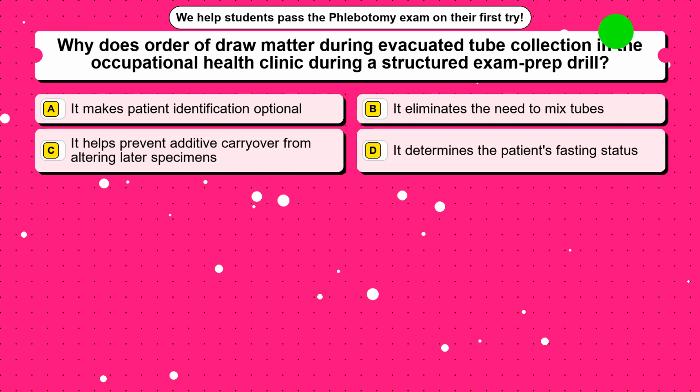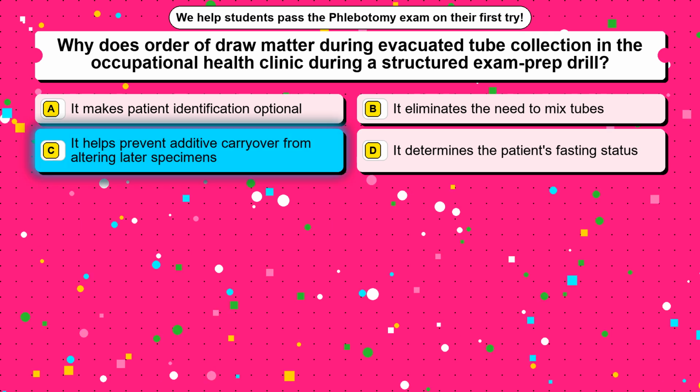Question 14. Why does order of draw matter during evacuated tube collection in the occupational health clinic during a structured exam prep drill? Option A. It makes patient identification optional. Option B. It eliminates the need to mix tubes. Option C. It helps prevent additive carryover from altering later specimens. Option D. It determines the patient's fasting status.